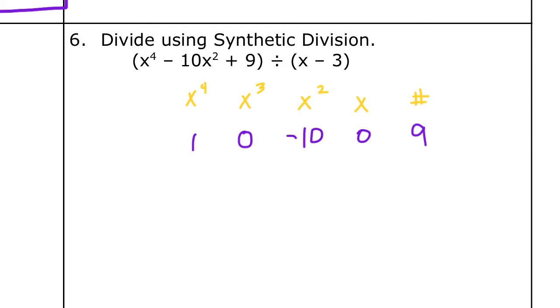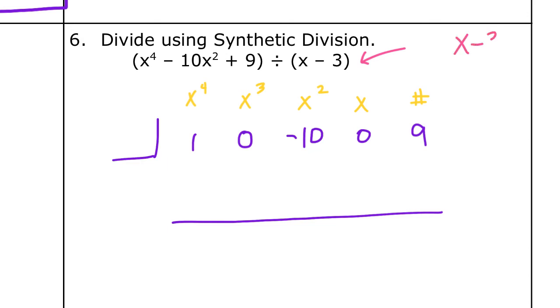Okay, so when we're dividing, we're going to put this box over here at the top left. What do I put in that box? I need the 0 of the divisor. So here's my divisor. I can't just put negative 3. I have to set that equal to 0. Add 3 to both sides, and then I get x equals 3. So you need to put positive 3 up here in the box. So be very careful with that.